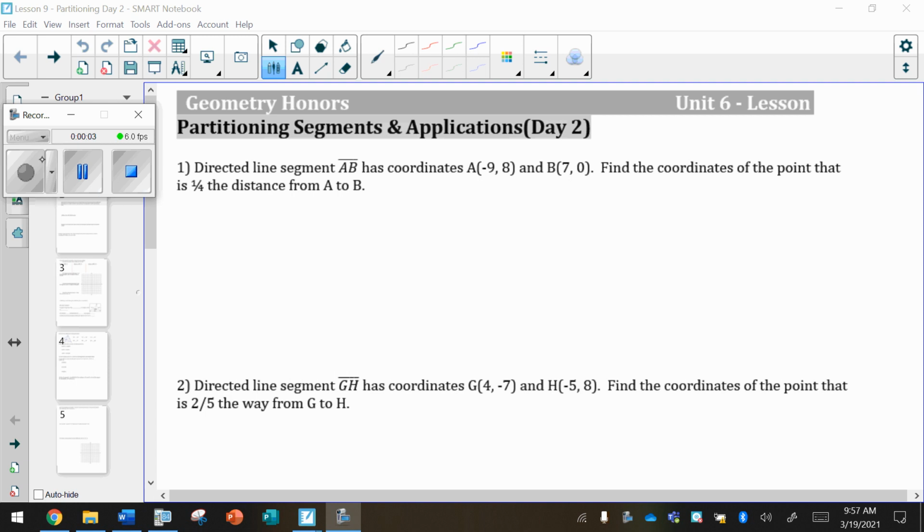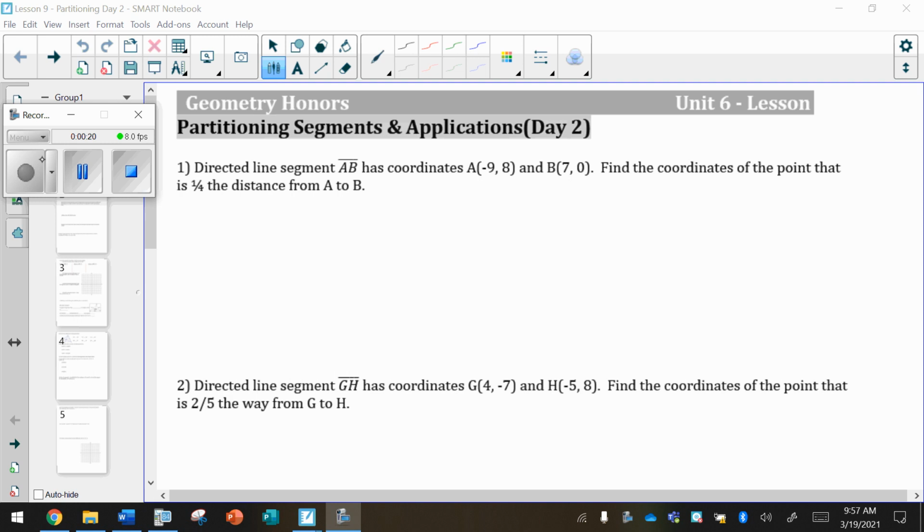Hello there, geometry friends. Again, Mr. Stewart here, and we are going to do some practice with the partitioning segments and proportionality stuff that we did in the previous lesson. So we're on lesson 9, unit 6. Let's get right into it.